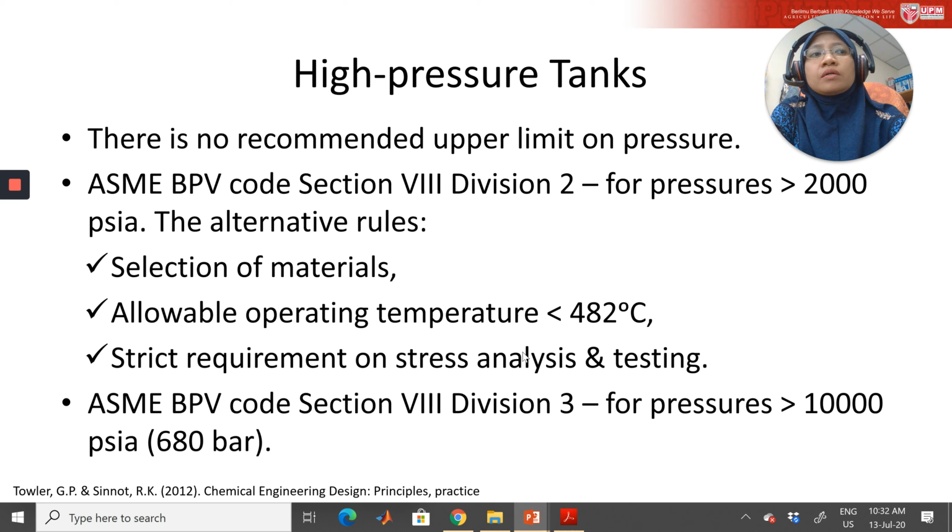Then ASME BPV code Section 8, Division 3 provides rules for designing pressure vessels working at above 10,000 psia or 680 bar.